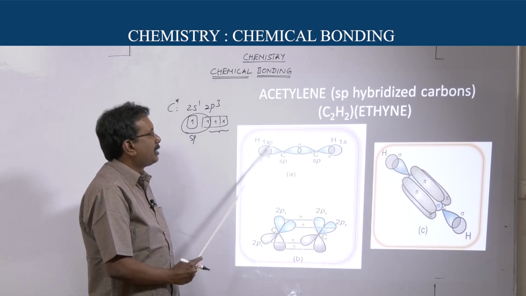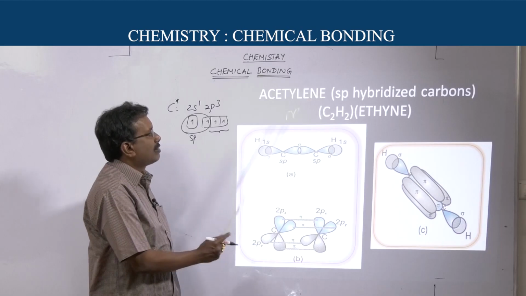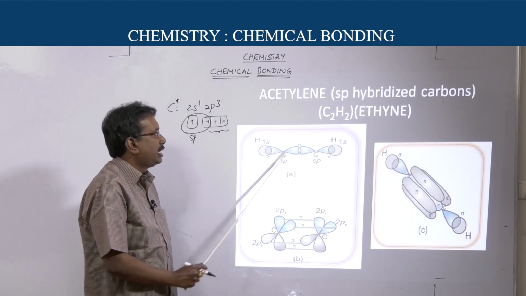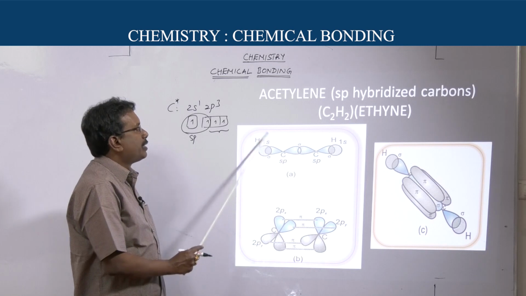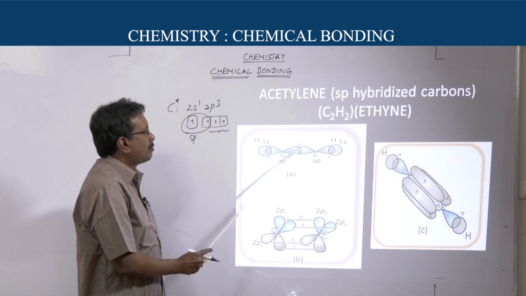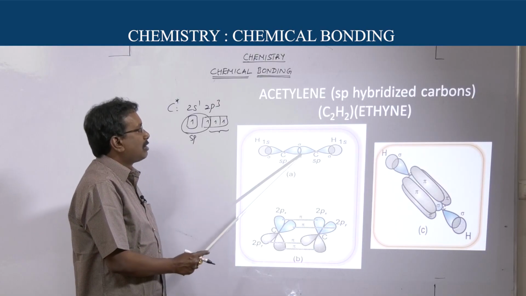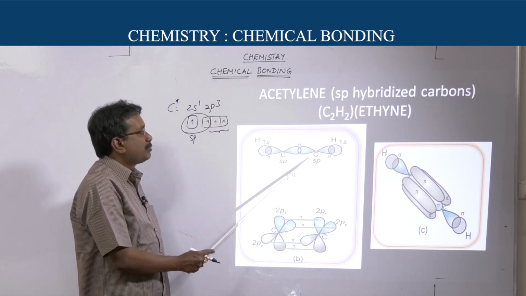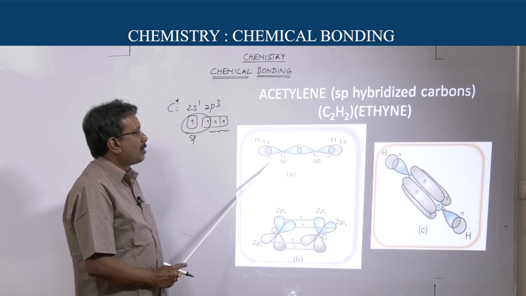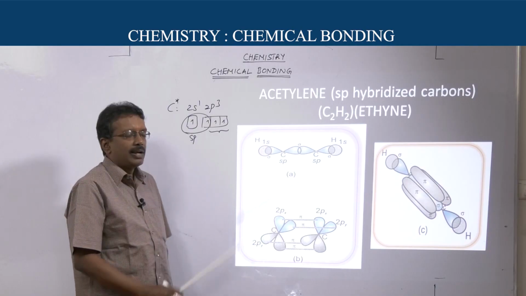Remaining sp hybrid orbitals overlap with the 1s orbital of hydrogen. These are the sigma bonds in the formation of C2H2. How many sigma bonds are available here? 1 sigma bond and 2 sigma bonds. Total is 3 sigma bonds. But 1 sigma bond is formed by sp-sp overlapping and the remaining 2 sigma bonds are formed by sp and s overlapping.